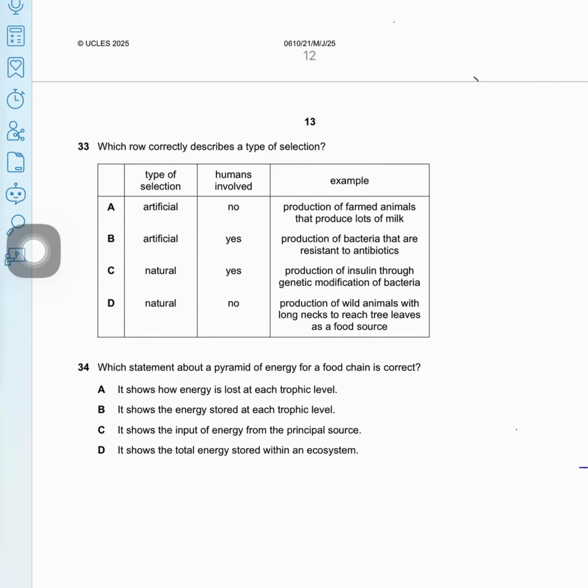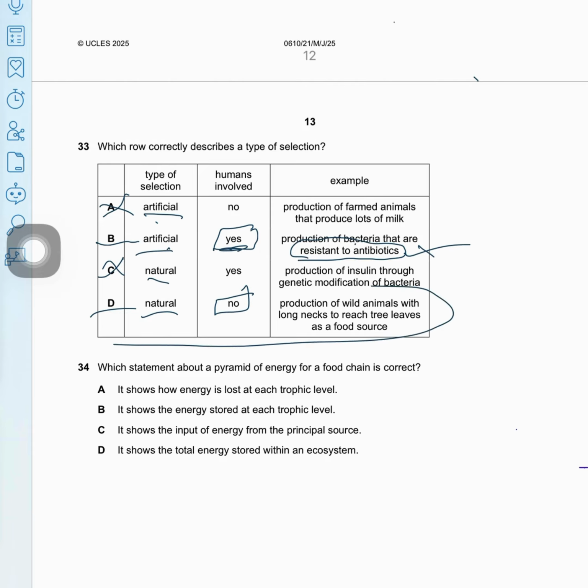33. Which row correctly describes the type of selection? Artificial and natural. Artificial, humans are of course involved. Natural, humans are not involved. So we can go for B or D. So A and C are totally wrong. Let's go for B and D. B says what? Artificial selection, humans are involved, as the production of bacteria that are resistant. Do we do this to produce resistant bacteria? Of course not. So the answer is D, where it's production of wild animals with long neck to reach tree leaves as food source, as what happened in giraffe.